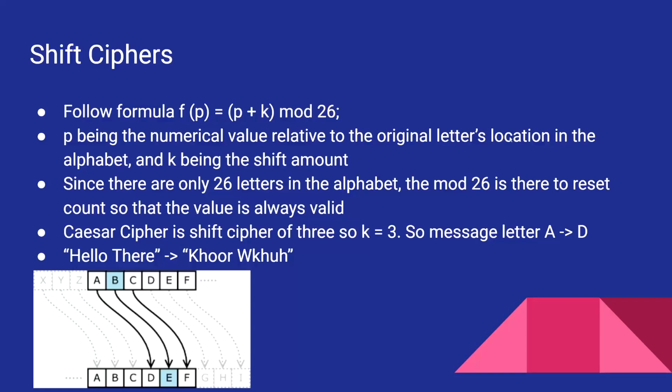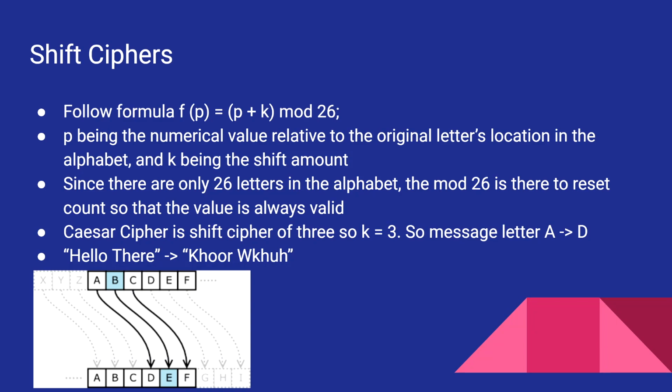Shift ciphers. Shift ciphers follow the formula function of p equals p plus k mod 26. The p is the numerical value related to the original letter's location in the alphabet. For example, the p value of letter A would be 0 because A is the first letter in the alphabet. The k in the function is equal to the shift amount of the cipher. There are only 26 letters in the alphabet, so the purpose of mod 26 is to reset the count so that the values are always valid.